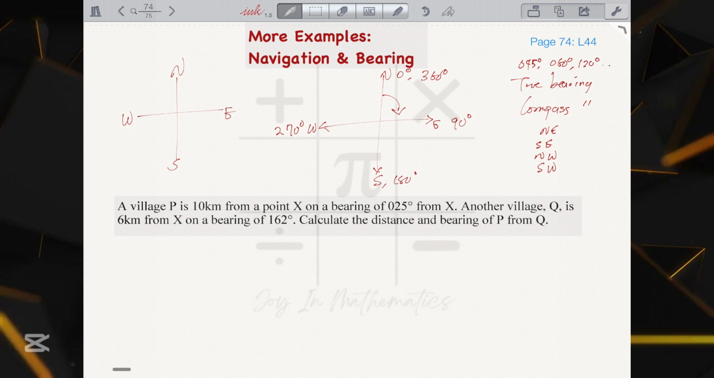Now we have a question on bearing here. The question says, a village P is 10 kilometers from a point X on a bearing of 025 degrees from X. Another village Q is 6 kilometers from X on a bearing of 162 degrees. Calculate the bearing and distance of P from Q.